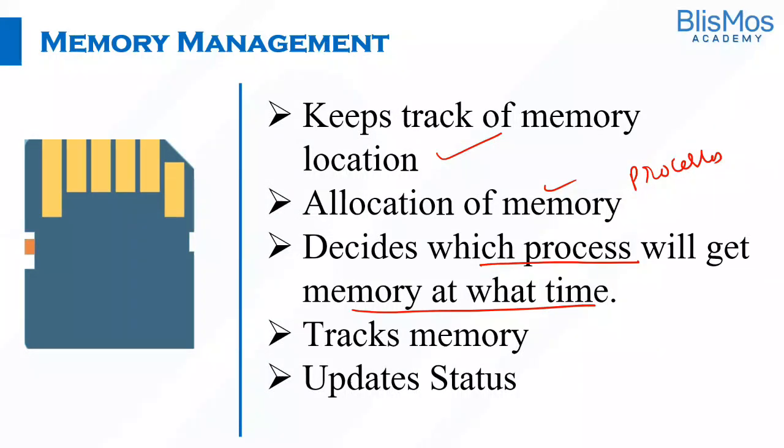It is not only just allocating the memory, it also keeps track of the memory, like which process has completed its processing. Is there any process which has already released its memory? So all those things are tracked by the operating system, and also it updates the status of the memory. Is it available or is it not available? How much memory is available? All those things are tackled by the operating system as a part of the memory management.